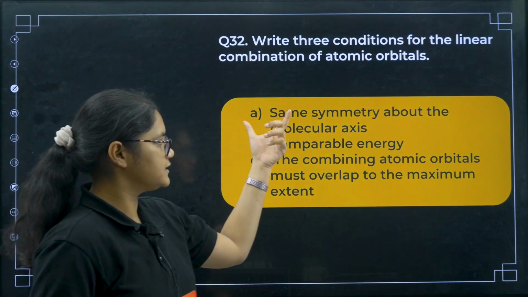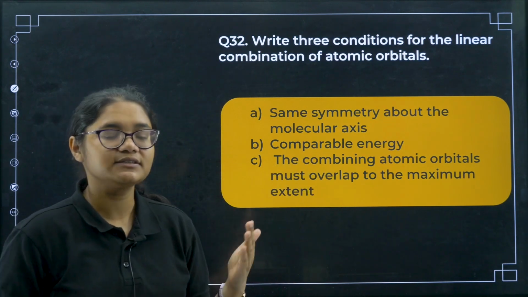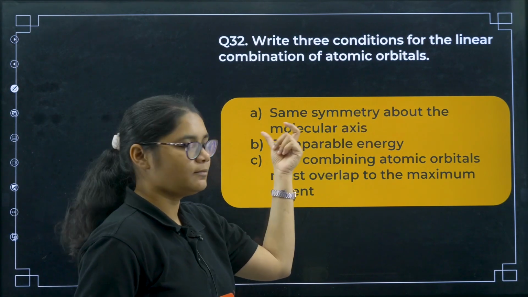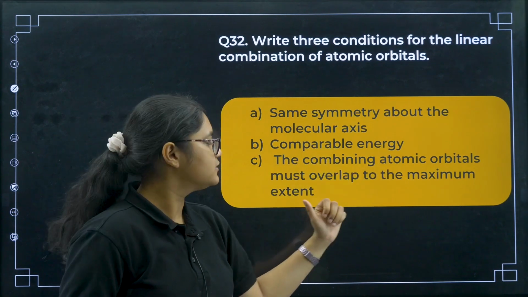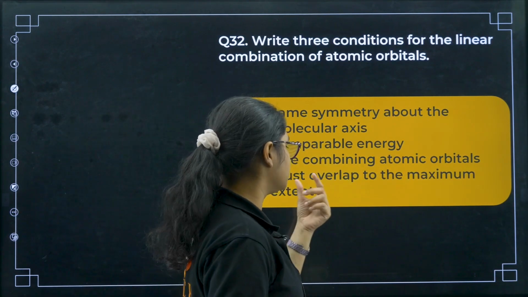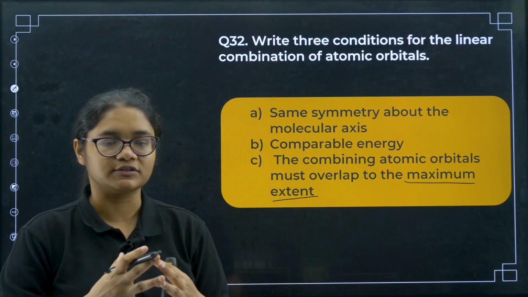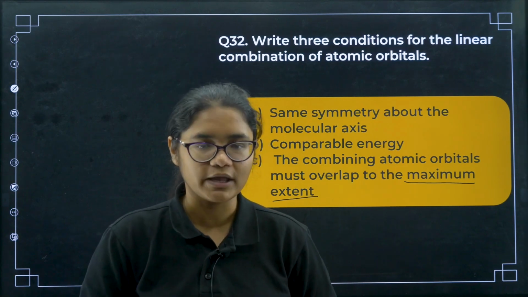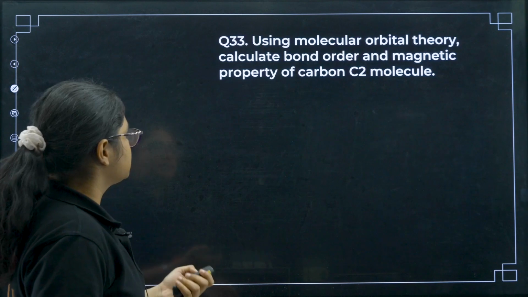The first condition is the same symmetry about the molecular axis. The atomic orbitals that are going to combine should have the same symmetry across the molecular axis. Second, they have comparable energy, and third, the combining atomic orbitals must overlap to the maximum extent. How much ever is possible, that much overlapping should take place, then only linear combination will form. Easy question, direct question.